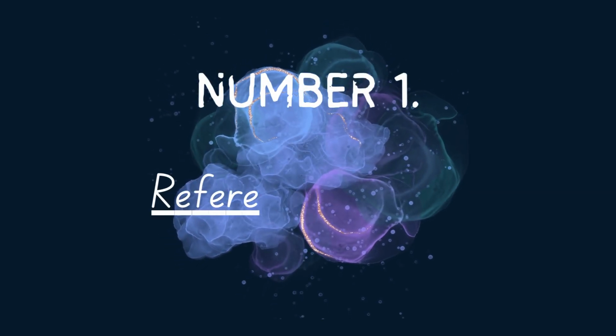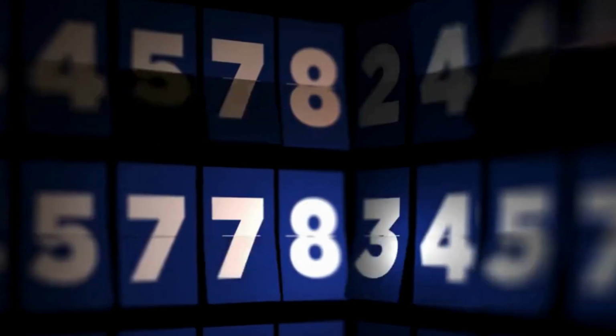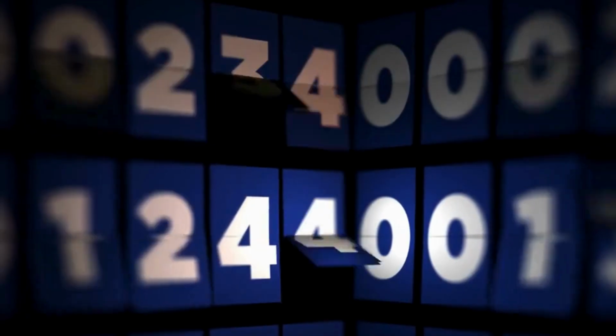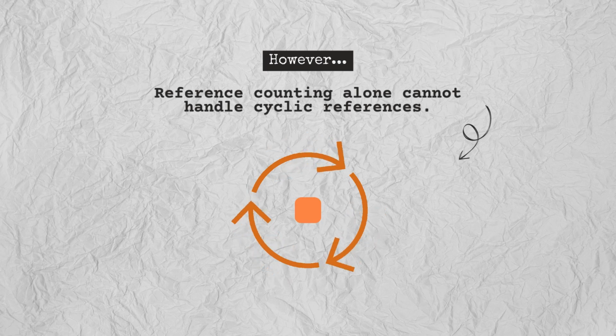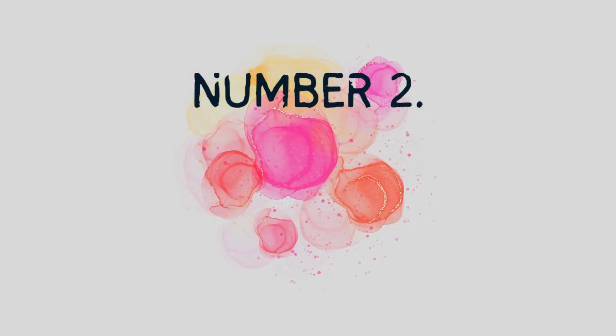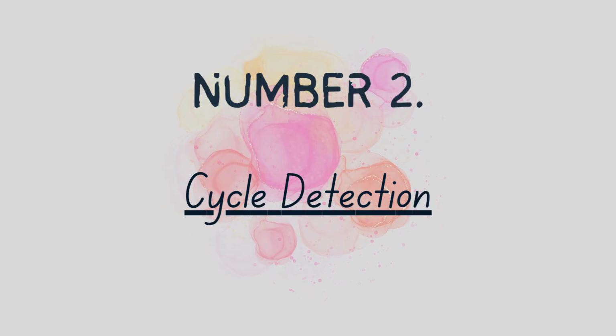Number 1. Reference counting. Python primarily uses reference counting for memory management. When the number of references to an object reaches 0, the memory is deallocated immediately. However, reference counting alone cannot handle cyclic references, which brings us to number 2, cycle detection.